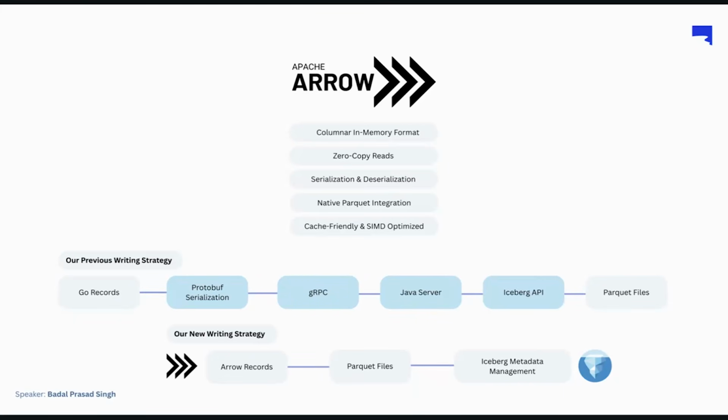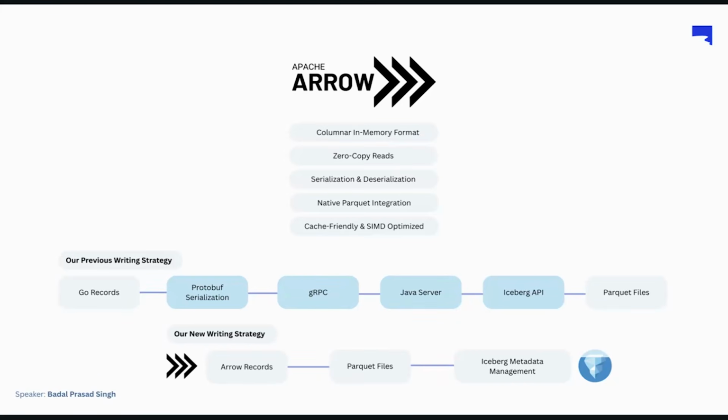So in the slide I've mentioned, we have two writing strategies: our previous writing strategy and our new writing strategy. We are an open source Golang project, and Apache Iceberg in its most stable version is a Java project. So once we take the data from source and have it in Go records, we have to write Parquet from it. We have to do multiple rounds of serialization and deserialization over gRPC network calls until we reach Apache Iceberg and write that data into Parquet files.